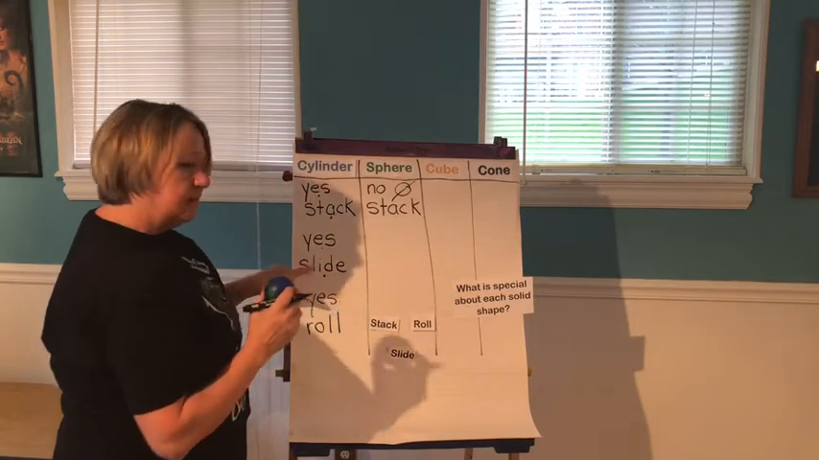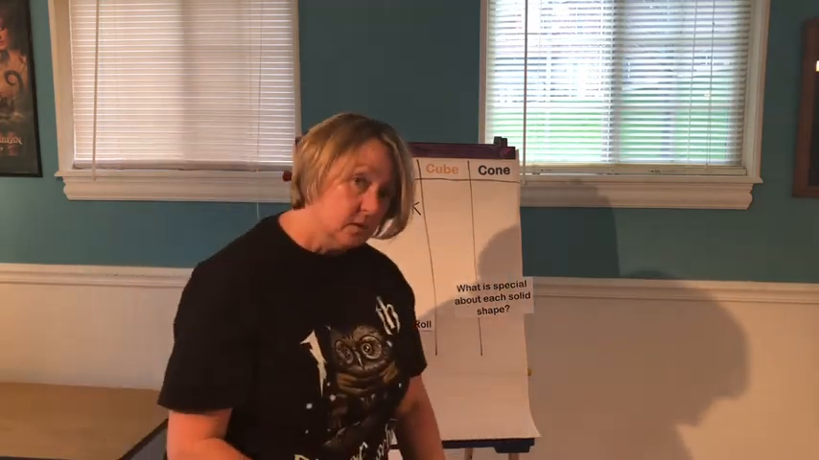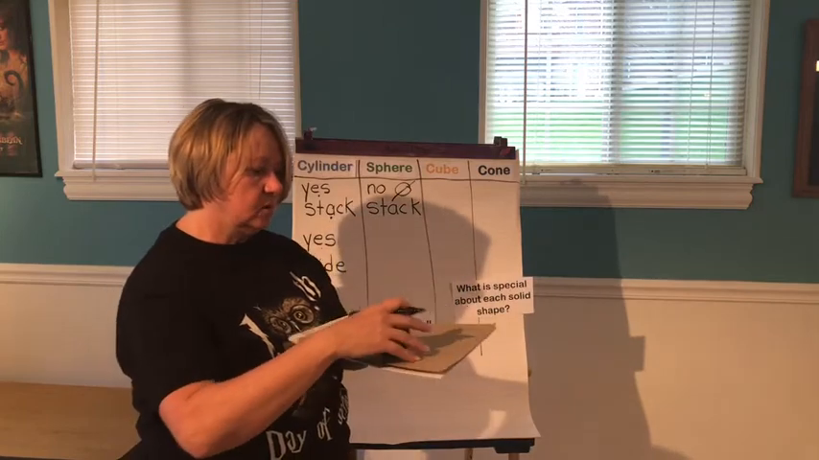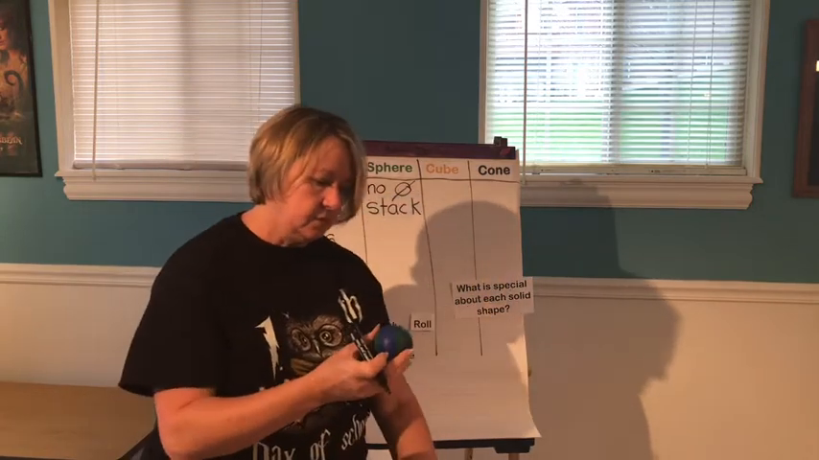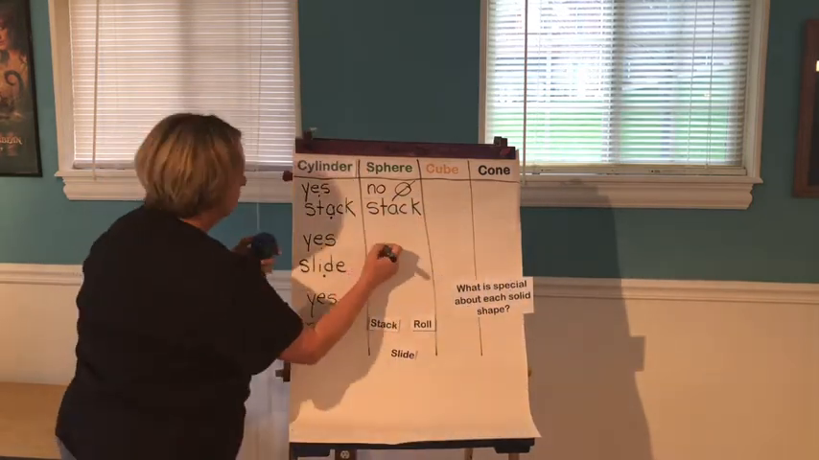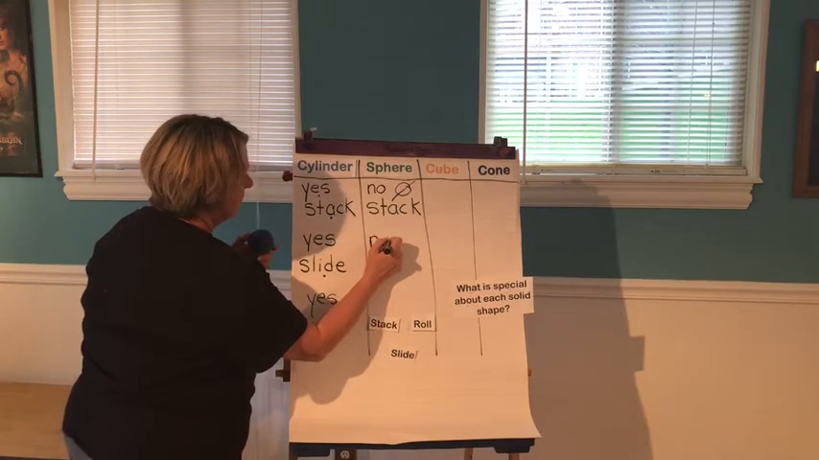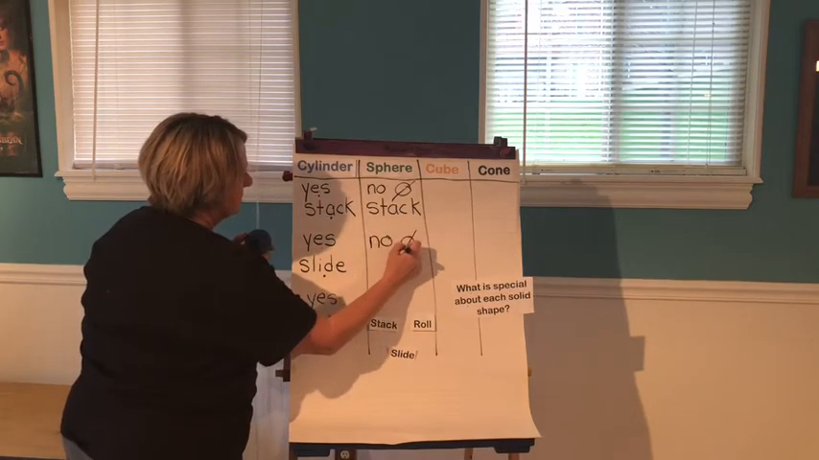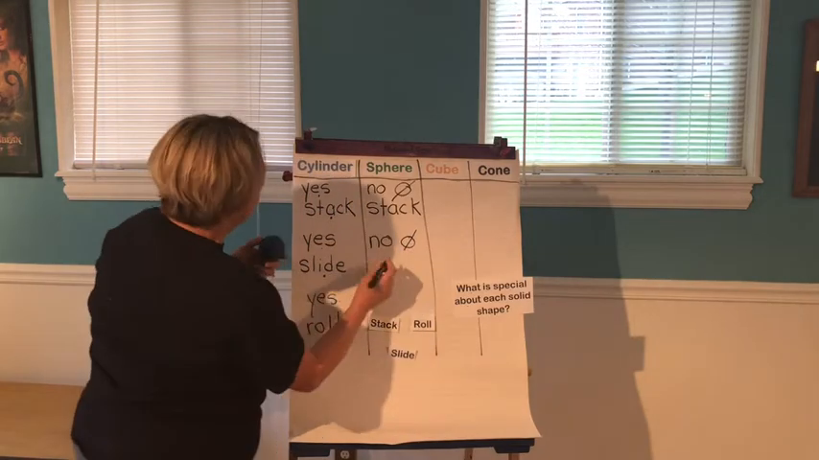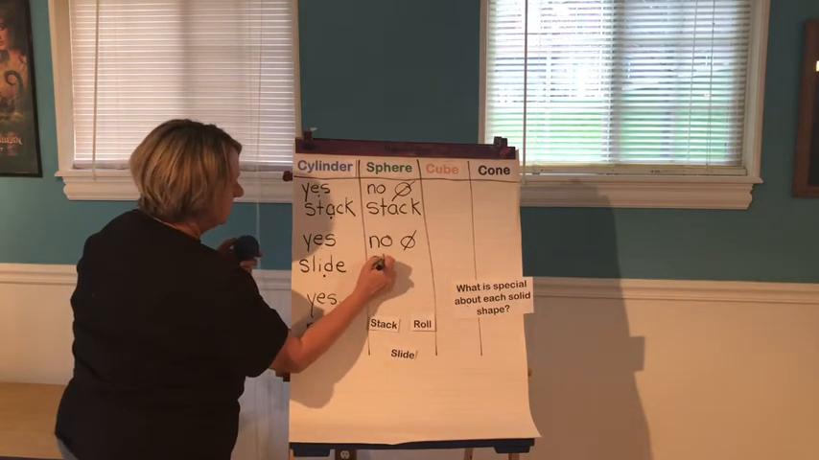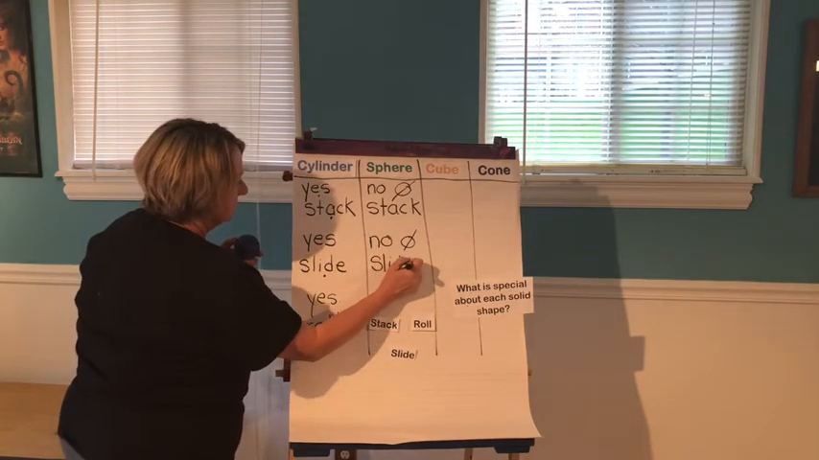Can't stack. But can it slide? Well, kind of tricky. He can roll, but he doesn't really slide very well. So we're going to say another no. He is not a good slider. So you can do the no symbol, or you can write the word no. And I'm going to write the word slide.